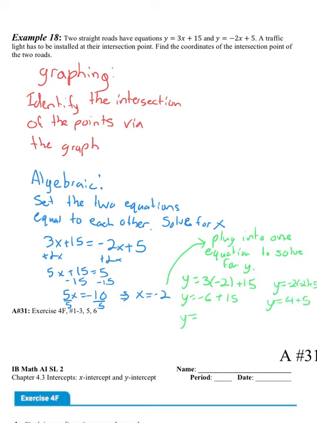And on this one, I get y equals 9. On this one, I get y equals 9, which is perfect. That's the good way to double check that I did it correctly. So my ordered pair is negative 2, comma 9. You can do it algebraically, or you could do it graphing. So graph and identify the points via the graph.